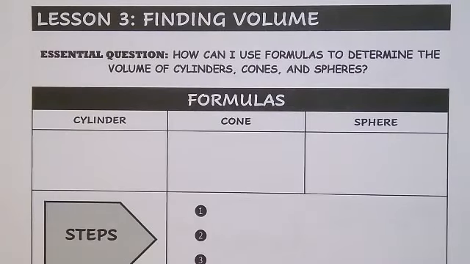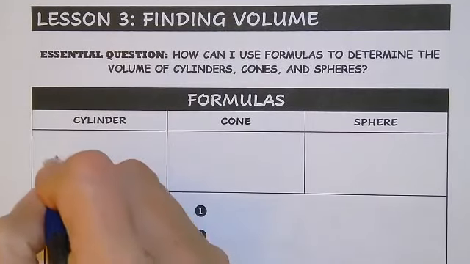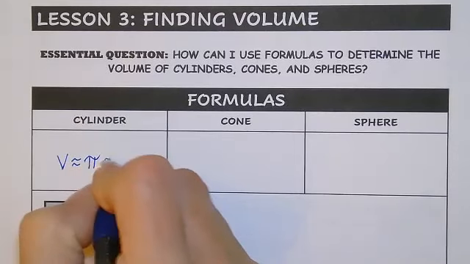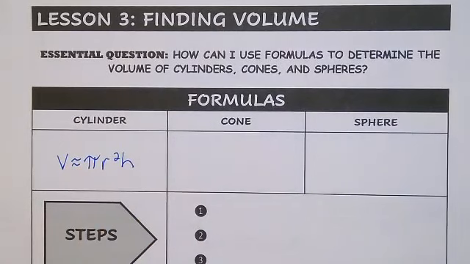Lesson 3, finding volume. The essential question is, how can I use formulas to determine the volume of cylinders, cones, and spheres? For our formulas, we have 3 different ones. The first one is for the cylinder. The volume of a cylinder is volume equals pi r squared h.